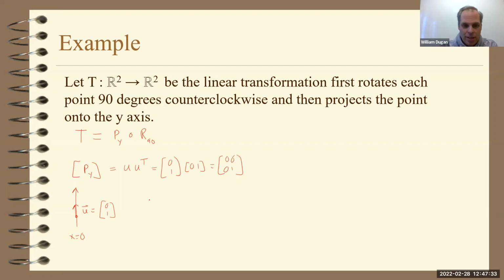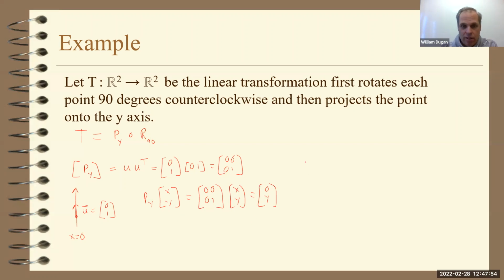Just take P of y and apply it to xy. That's the same as taking the matrix 0, 0, 0, 1 and multiplying it by xy. And notice what you get is 0, y, which is on the y-axis. All right, so we have that one done.